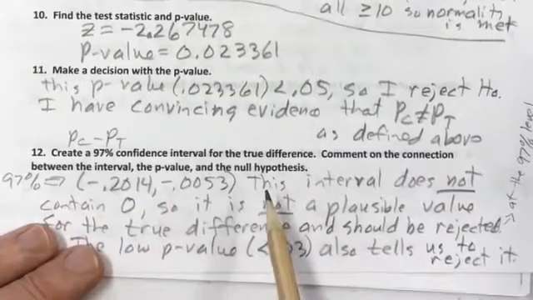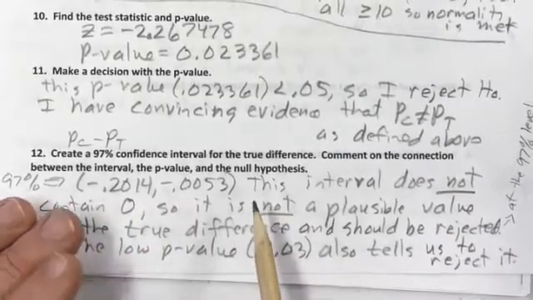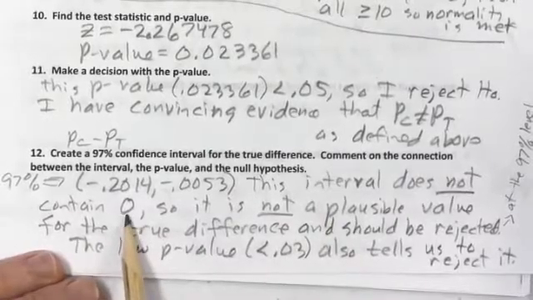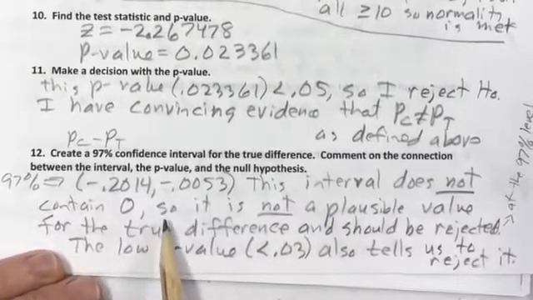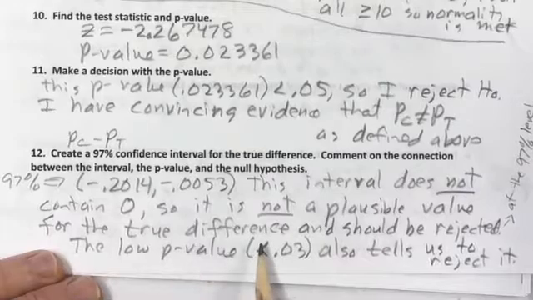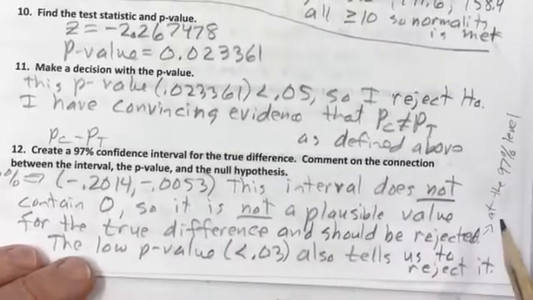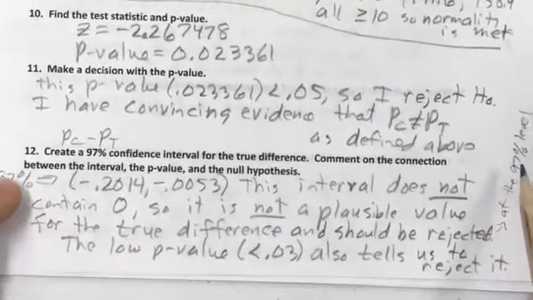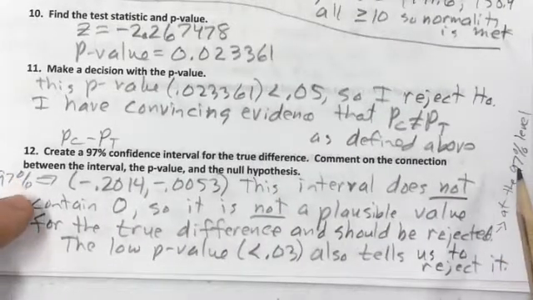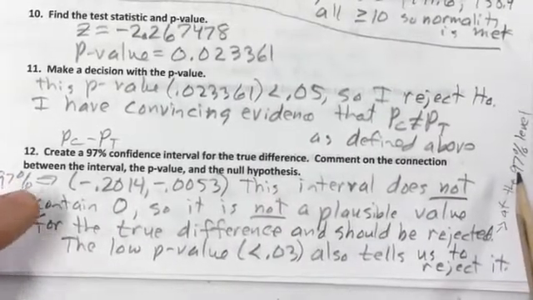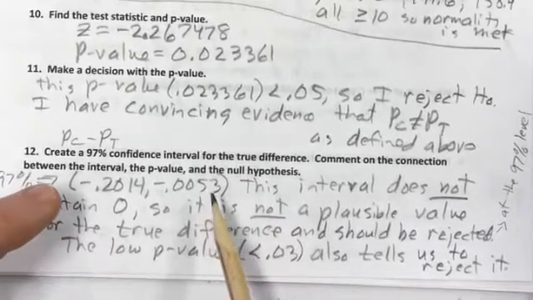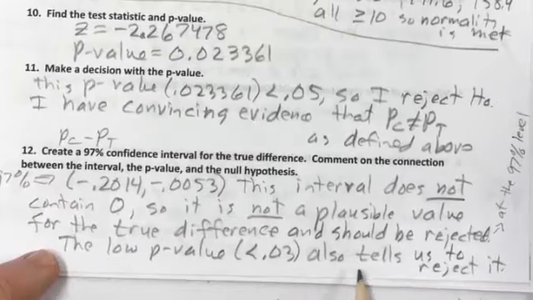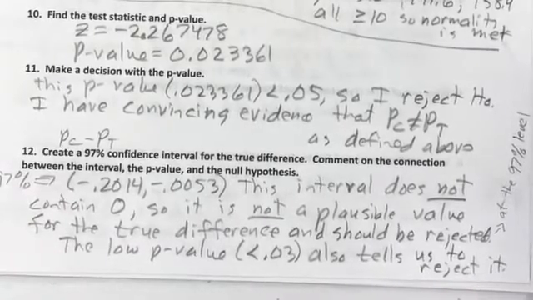So here's the connection between this interval, the p-value, and the null hypothesis. This interval does not contain 0, the null hypothesis value, so it is not a plausible value for the true difference and should be rejected. I should have made sure to say at the 97% level, because that was the percent of my confidence. That corresponds with an alpha of 0.03. Since 0 is not in the 97% confidence interval, and it's a two-sided test, the p-value will be below 0.03. The low p-value below 0.03 also tells us to reject the null hypothesis. And that's it.